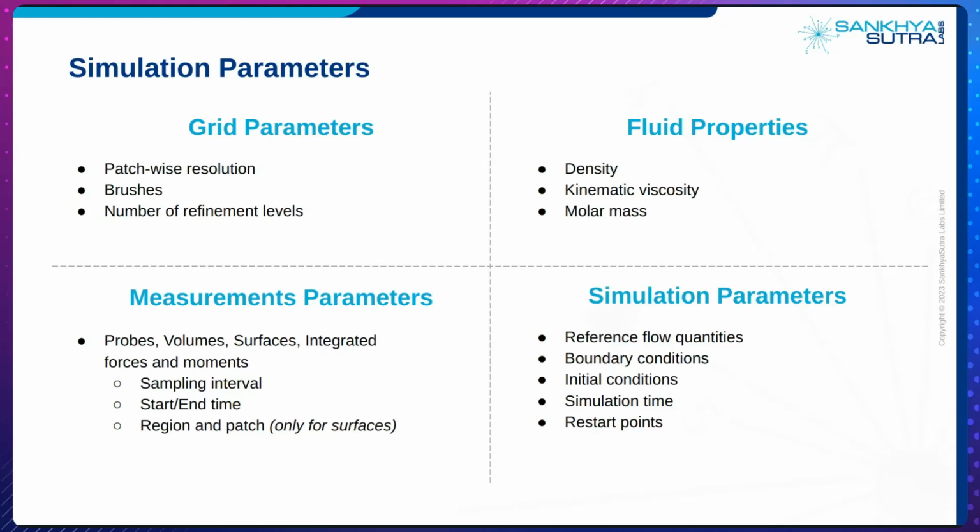And the number of refinement levels, which is basically the number of jumps the grid does from the finest resolution to the coarsest resolution, is automatically determined by the solver, and the grid is generated automatically based on the user inputs of the resolution on the patches and surfaces alike.